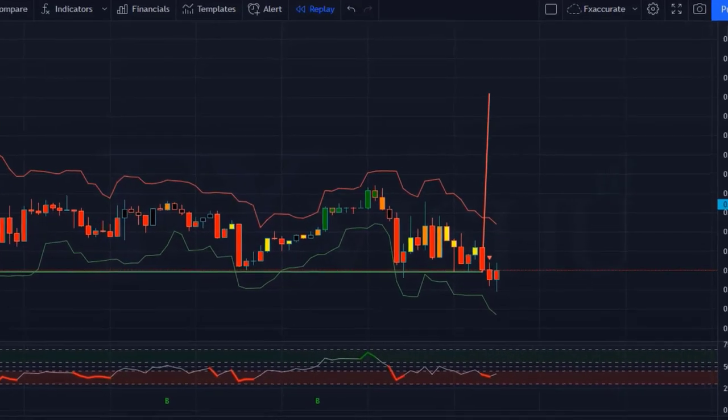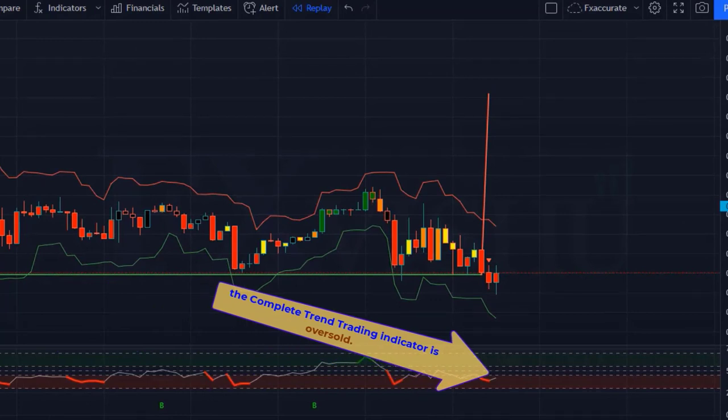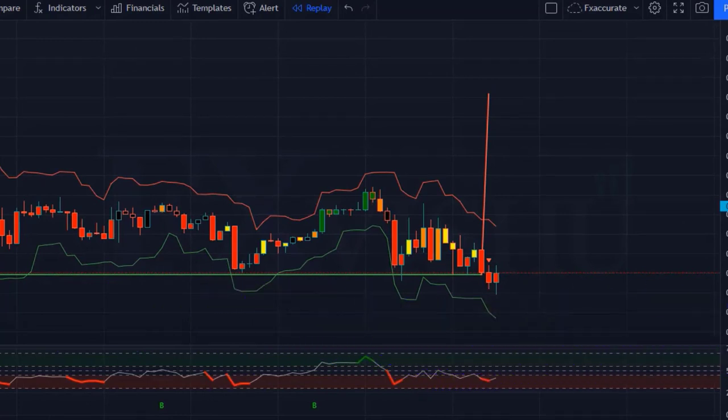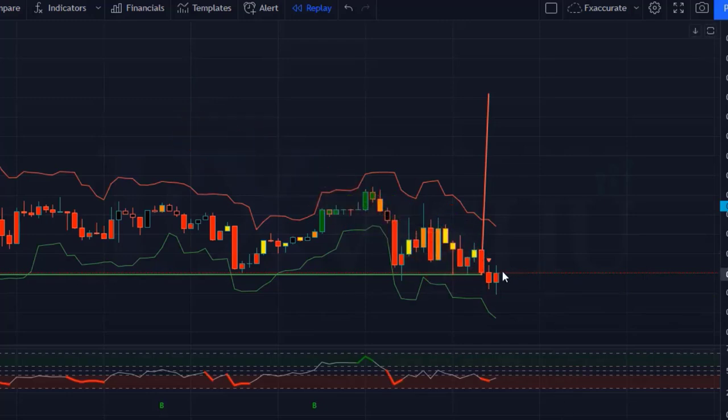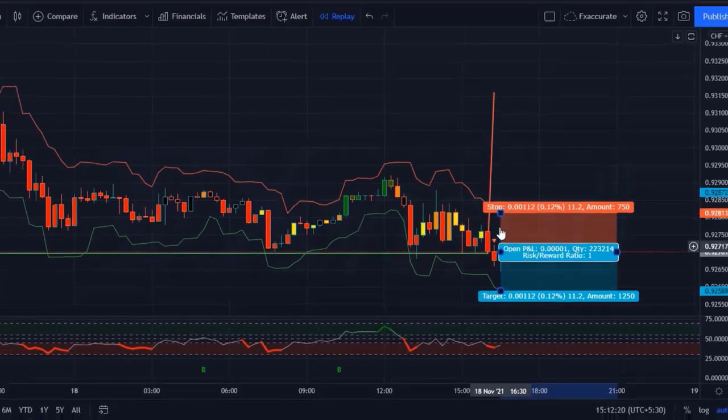We have got the signal. Here the complete trend trading indicator is oversold. The trend buy sell indicator gives us a sell signal. So all our conditions are being fulfilled, so we are placing an order to sell.